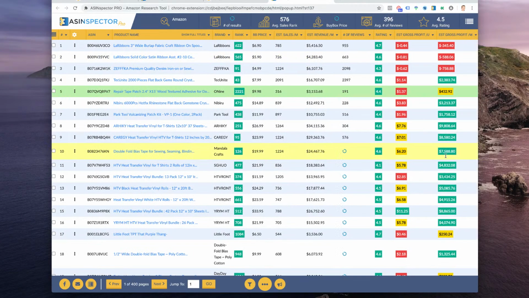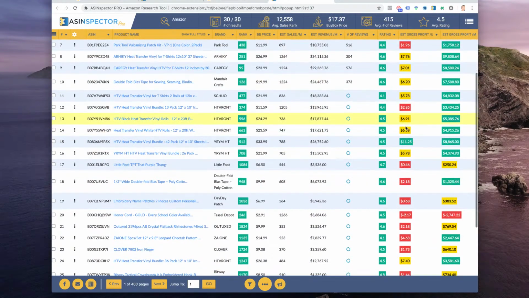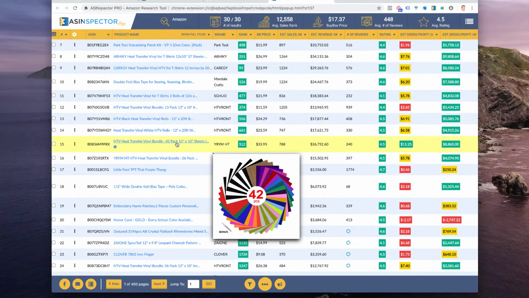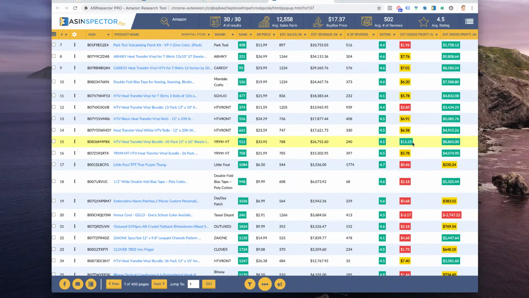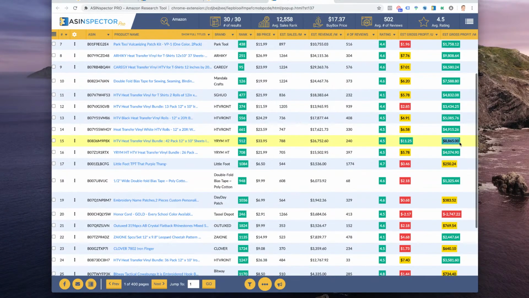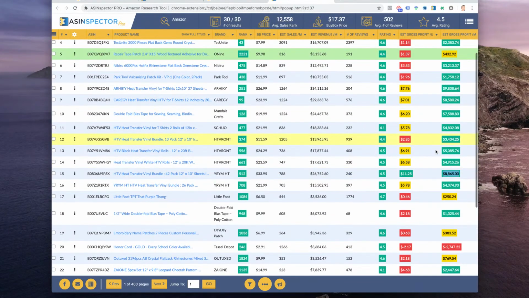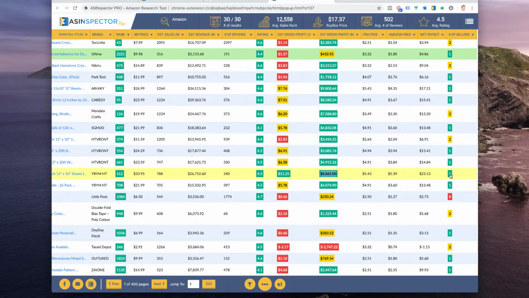Okay, so we're actually getting some more green and yellow, but we got some red in here. We definitely got a red here, a YR. That's the one we were looking at a minute ago. Cool. Okay, so it's $11.25. It's estimating to do $8,865 a month in profit. So that grabs our attention. It's a green light across the board, and it has one seller.